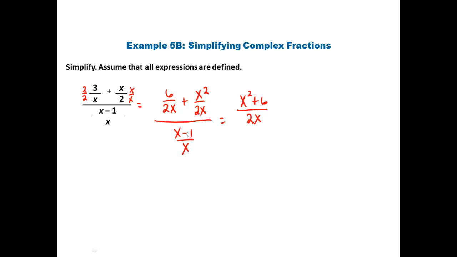Then what we're going to do, instead of dividing by the fraction, we're going to multiply by the reciprocal. Okay, and let's see, looks like these x's will cross out. So we have x squared plus 6 over 2 times x minus 1. Alright, we can leave our answer just like that.